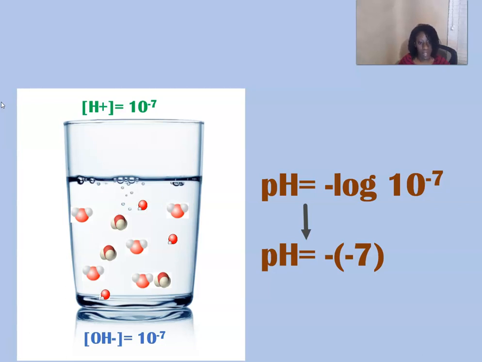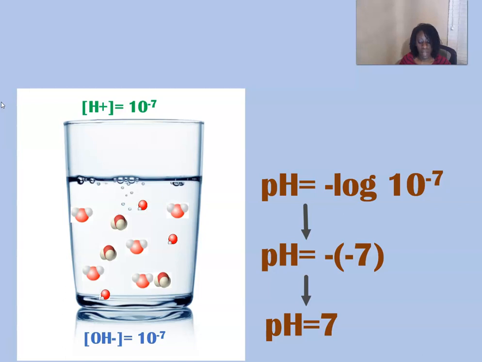The only reason I have this -7 in parentheses is just so you can easily see that there are two negative signs, okay? So we multiply two negatives, because it's essentially -1 times -7. That's going to give us a positive number, so the pH is going to be 7. So the pH of water or some other aqueous solution that's at equilibrium is 7 because the concentration of hydrogen ions in that solution is 10 to the -7.